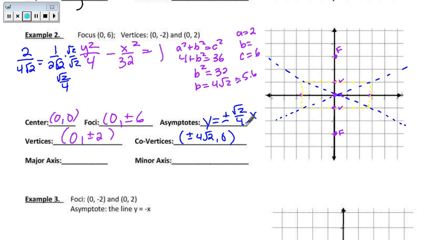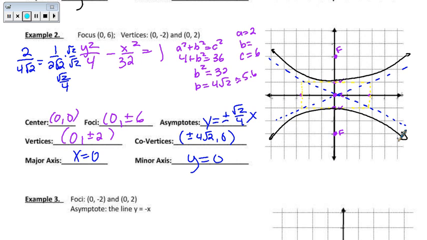We're looking at the major axis here. This is x is equal to 0. The minor axis, the equation is y is equal to 0. And then let's look at the graph itself. So let's put the actual hyperbola on there. It's going to be a nice wide one, kind of working like this. And then another one coming down, just like that. Okay, so let's go ahead and move on to example 3.